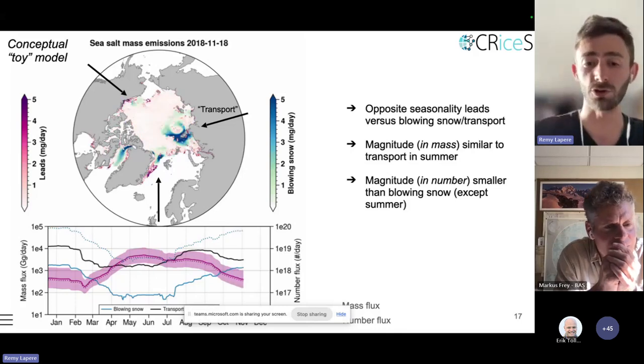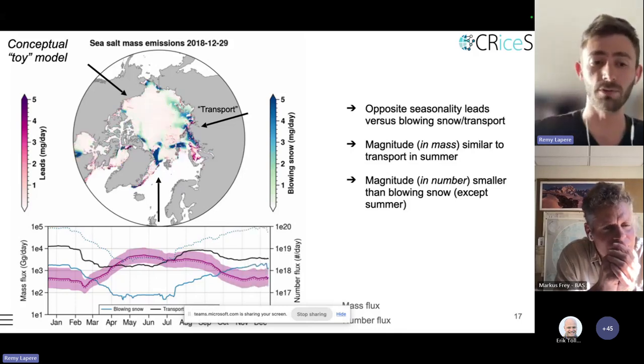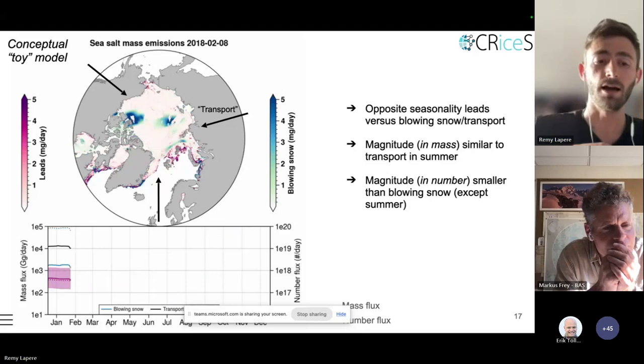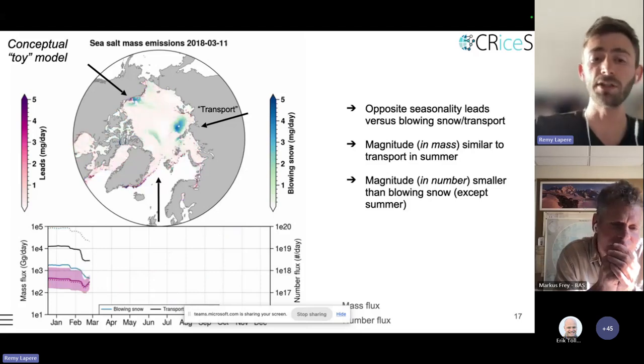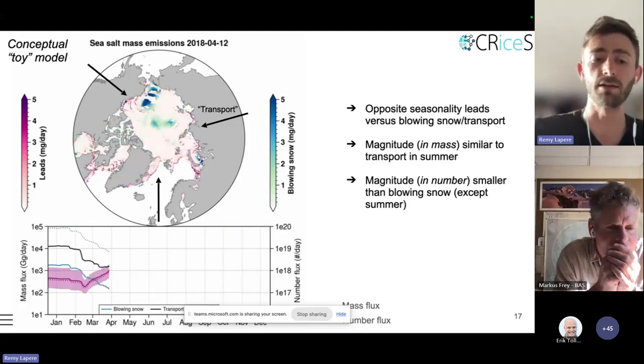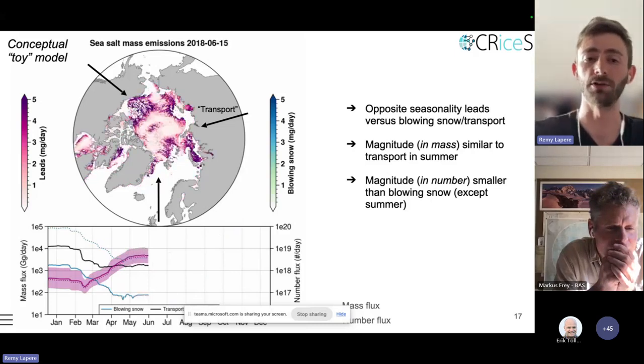However, if you look at number concentration and not mass concentration this time, I mean number emissions, so the dashed lines here, blowing snow is always more important than leads, except maybe in summertime when leads can reach a similar amount of number of emitted particles.